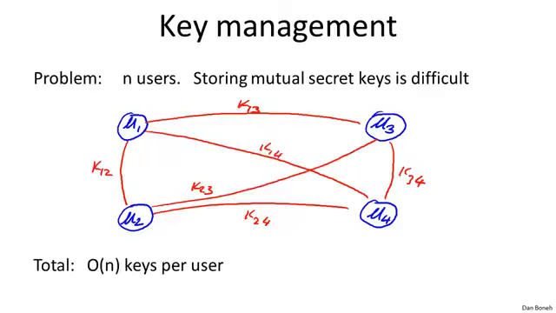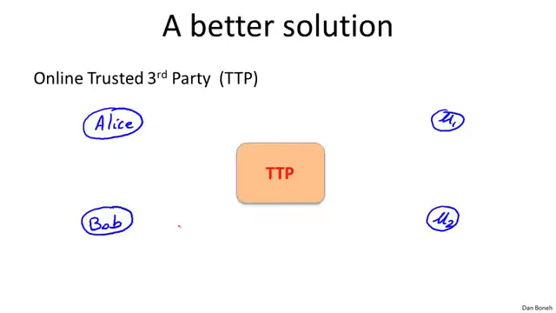The problem with this approach is that now there are many shared keys that users have to manage, and in particular every user has to store in the order of n keys if he's going to talk to n other parties in this world. So the question is, can we do any better than storing n keys per user? And the answer is yes, and one way to do that is what's called an online trusted third party.